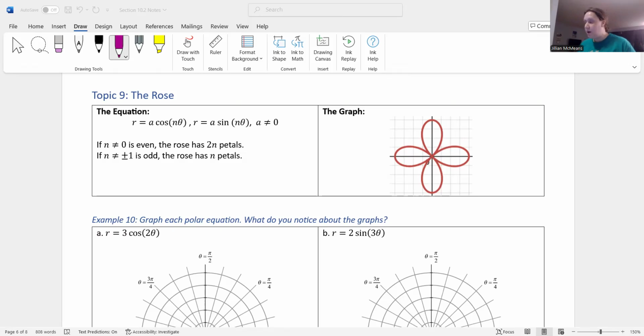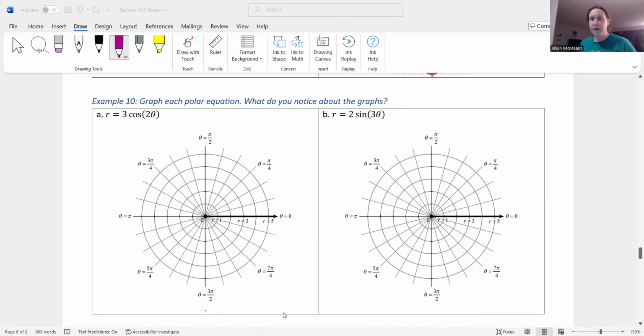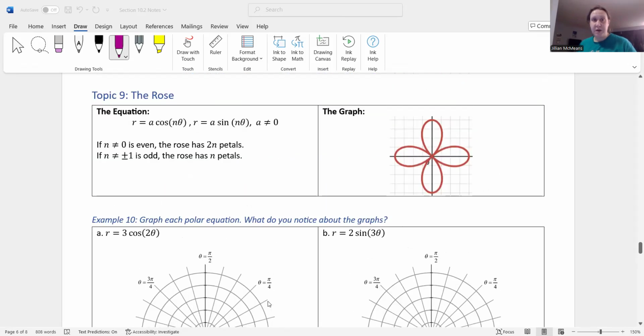So let's look at a graph, one with cosine, one with sine, and make sure they fit the criteria, the template here. We have R equals 3 times cosine of 2 theta. So we have A equals 3, we're good, it's not 0, and we have n equals 2. So we definitely fit the criteria. We have the format for a rows.